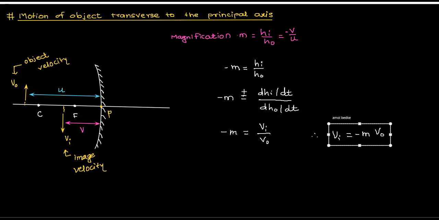Yes, velocity of image is equal to minus m into velocity of object. This is what we got, the formula for image velocity and object velocity when object is moving transverse, that is perpendicular to the principal axis. Understood? Yes. Note down this.